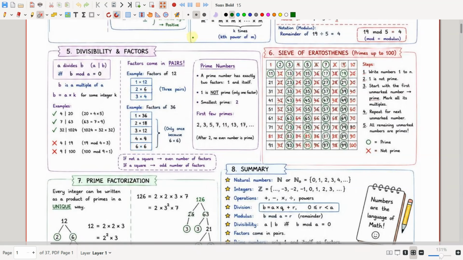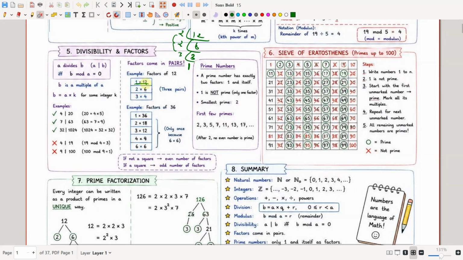See how we'll find the factors. 12 divided by 2 will be 6. 6 divided by 2 will be 3, and 3 divided by itself will be 1, right? So for the first step, I can write 1 into 12.